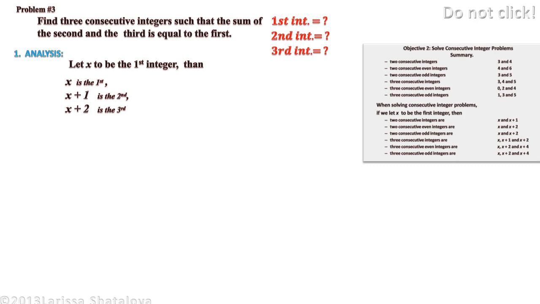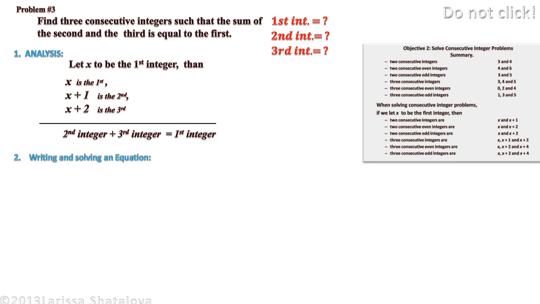And we know that the second integer and the third integer, if you add them, equal the first integer. So now we're ready to write out an equation. The second integer is just x plus 1. The third integer would be x plus 2. We are adding them, and the result is supposed to be the first integer, x. Now we need to solve this equation.